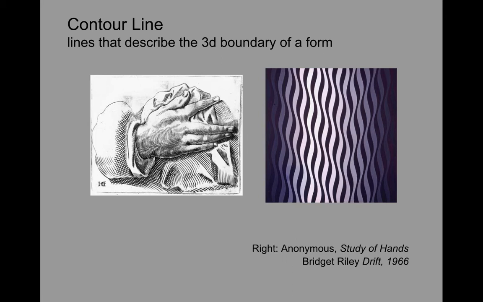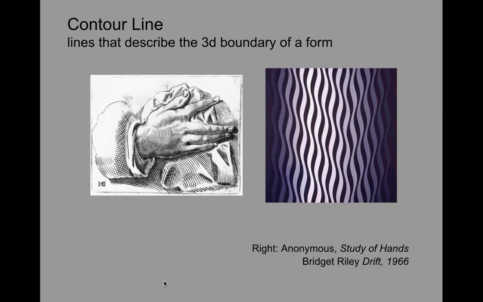Now, if you imagine laying your hand down on your piece of paper right now and tracing the outside of it, we would call that an outline. And that's one part of a contour line. But what makes the contour different than the outline is that the contour line also could describe the boundary going across the front of the hand rather than just the outline. And by doing that, it gives you a sense of a spatial quality, a spatial volume.